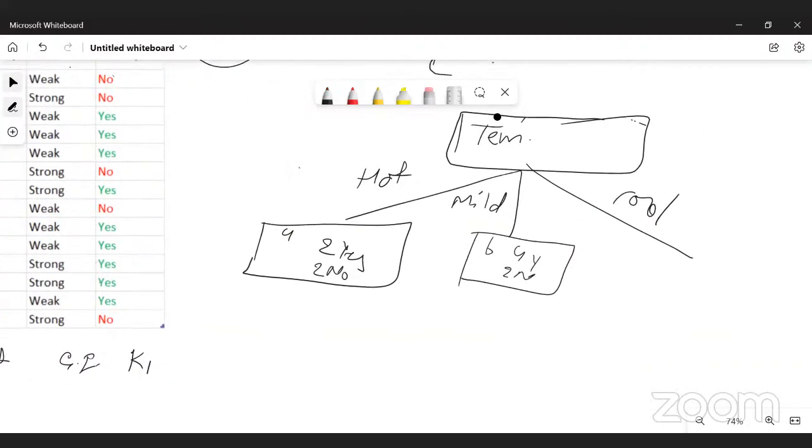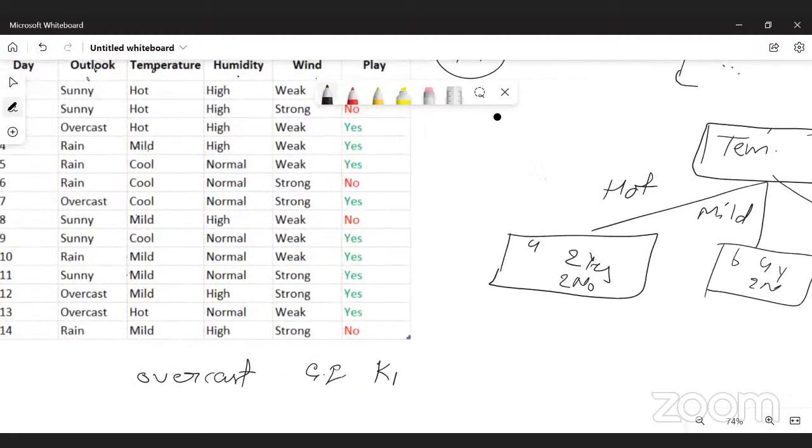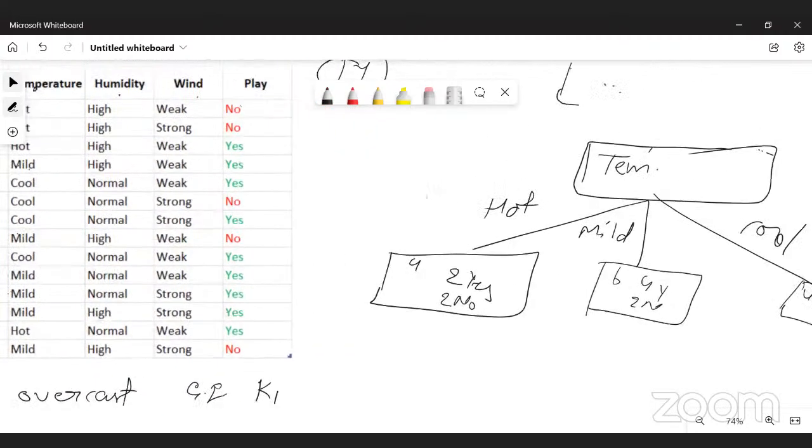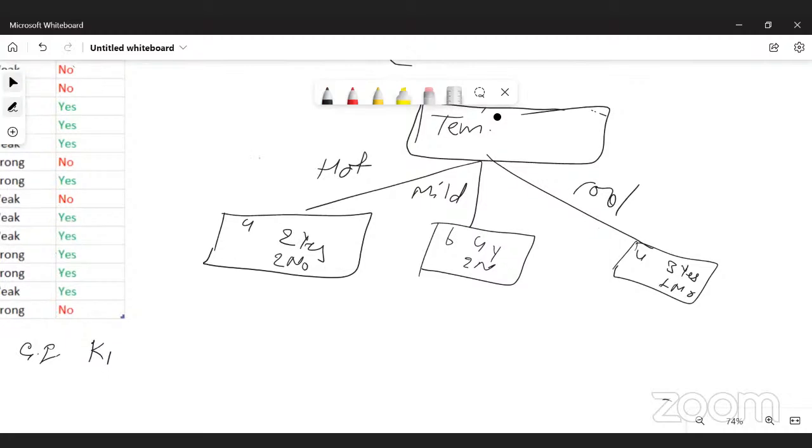And in the cool node, how many will be there? 4 data points. And out of this, 1, 2, 3 yes, right? 3 yes and 1 no. Okay. So now we will find the Gini index for this particular thing.